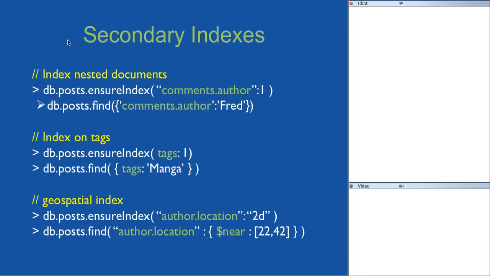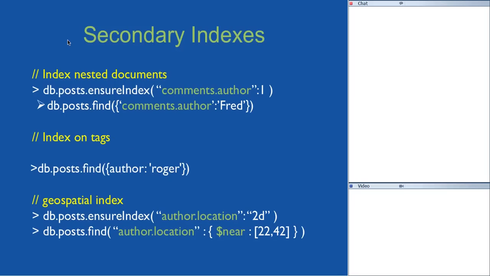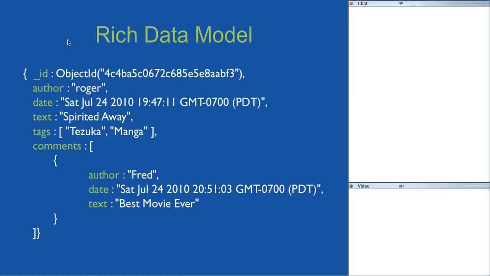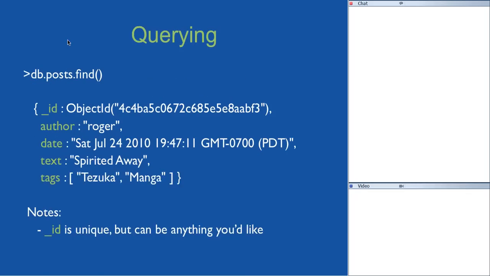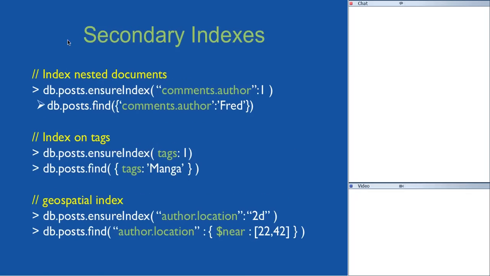You can also put indexes on nested documents. If we go back to our example of this blog post, where we have author Roger of the blog post and author Fred of the comments, we can use indexes on nested documents to step down inside of these documents and put indexes on them. So you can have a separate index on the author of the comments and a separate index on the author of the blog post.